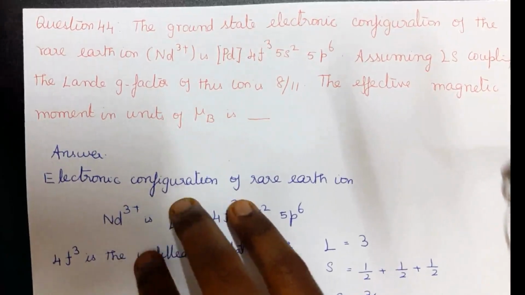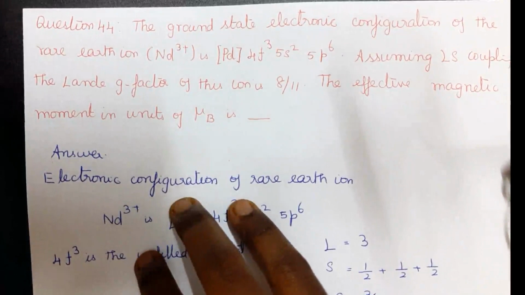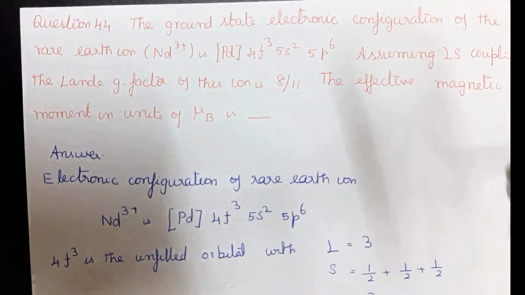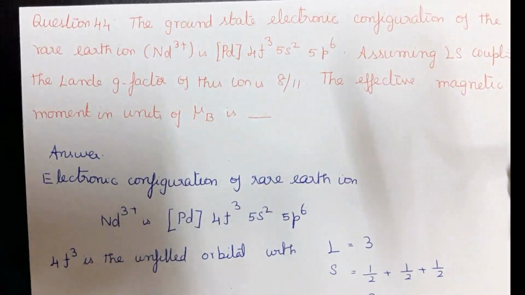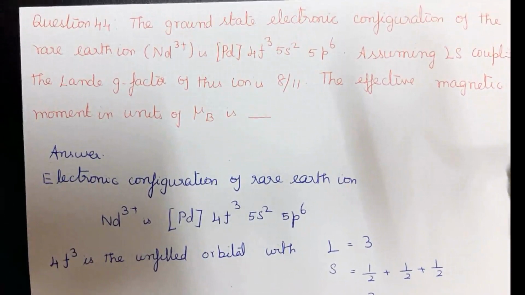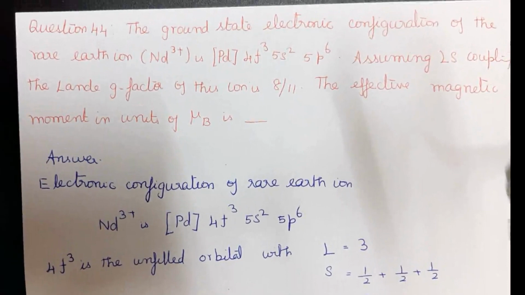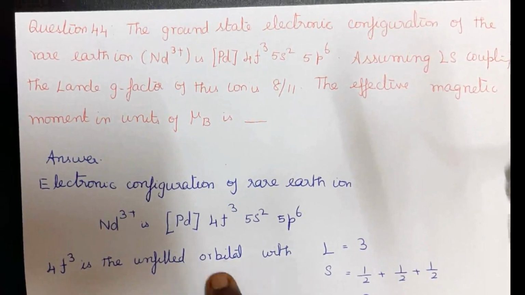Question. The ground state electronic configuration of the rare earth ion Nd³⁺ is [Pd] 4f³ 5s² 5p⁶. Assuming LS coupling, the Landé g factor of this ion is 8/11. The effective magnetic moment in units of μB is. So in the question, they have asked us to find the effective magnetic moment of the Nd³⁺ ion.